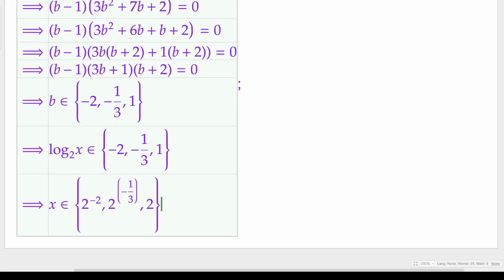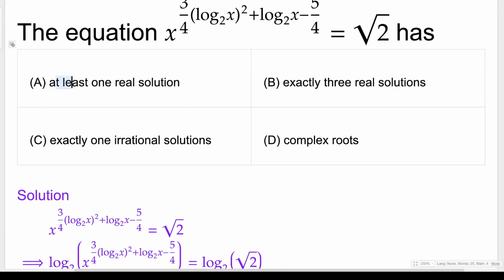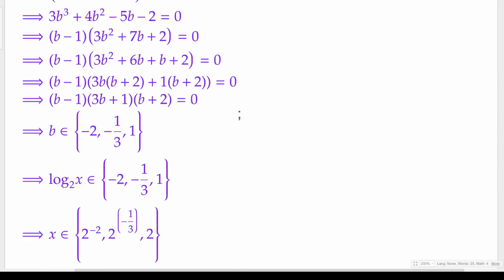So these are the three real values, right? So this particular equation on solving gives 3 real solutions, for which you can observe that one of them is irrational. So at least one real solution is there, but we need to check for the other options also. So technically option A is correct, but we need to get the precise answer. Exactly 3 real solutions: if you observe here, 1, 2, 3, we are having exactly 3 real solutions.